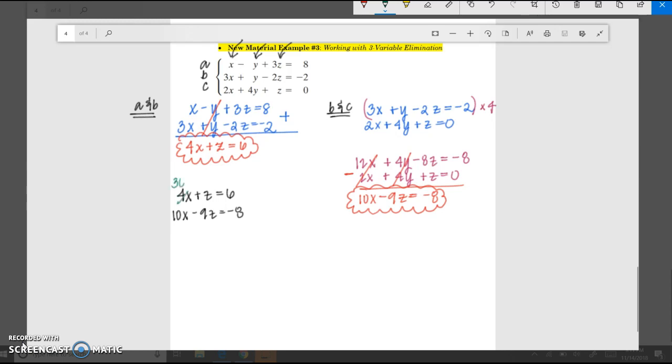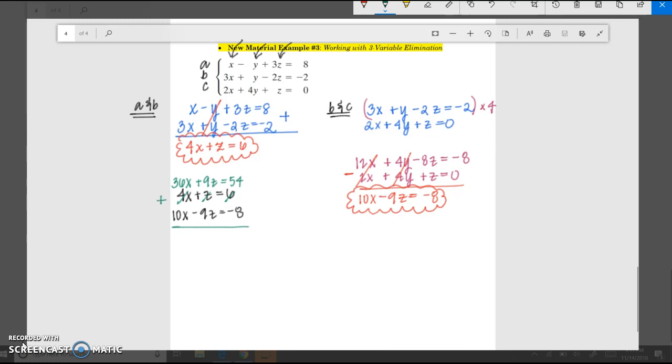So this will become 36x. This will become 9z, and then this 6, if I multiply that value by 9, is going to become 54. So took care of all of those, and now I can combine the top equation with this one down below. I'm going to go ahead and add, so that way the positive 9 and the negative 9 will cancel out.